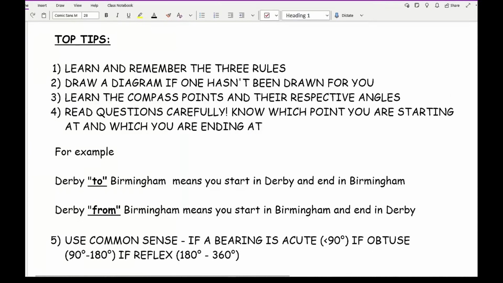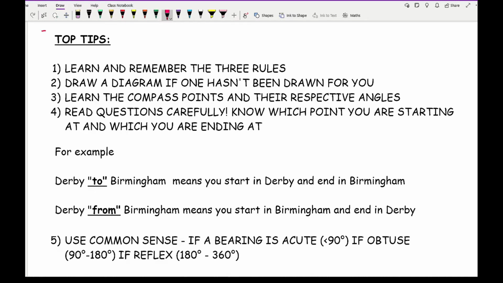Now in terms of some top tips, let's just go through these. So the first one is always learn and remember the 3 rules. So the first rule is whenever you get a point, always draw a north line if one hasn't been done for you. Always go in the clockwise direction. Always write your angles as a 3-digit number. The second one is always draw a diagram if one hasn't been drawn for you.